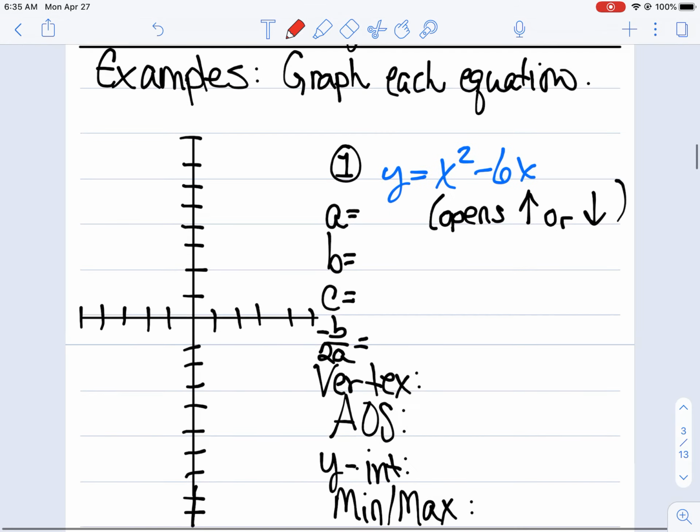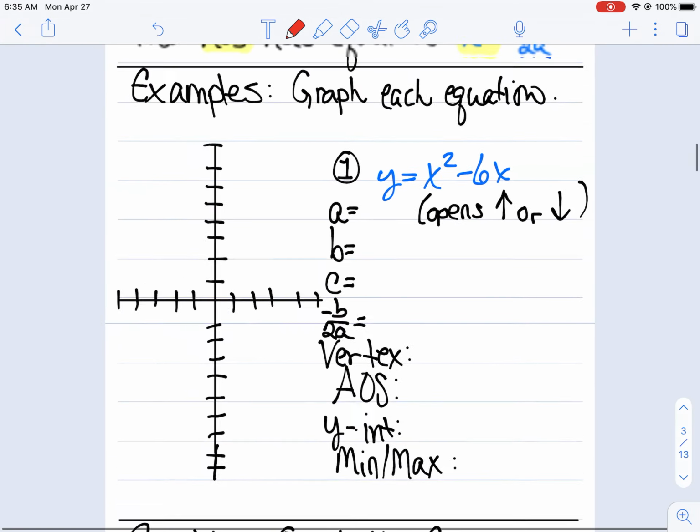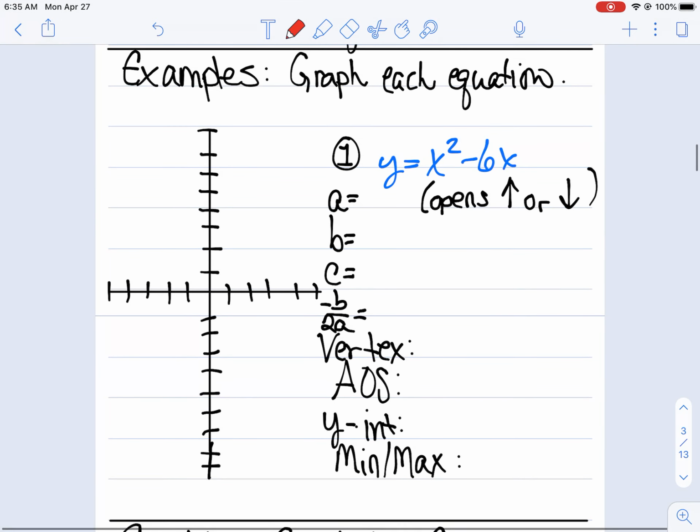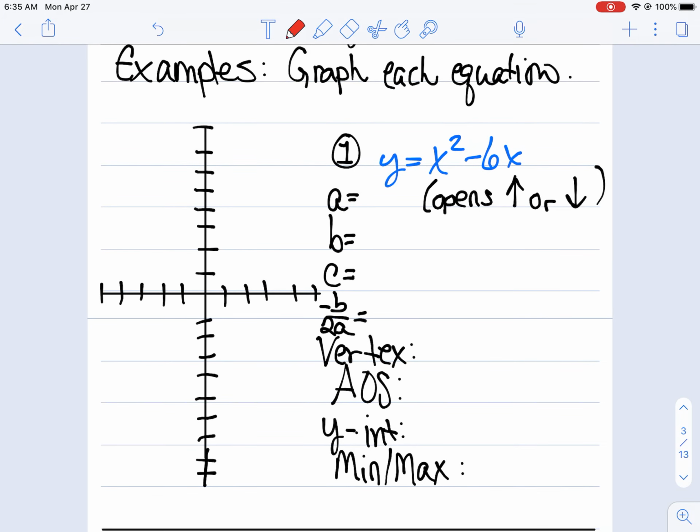minus 6x. I'm going to zoom out just for a little bit here, because I want you to see this whole list of information right here, okay? Right there. I call this a list of stuff, okay? It looks like it's pretty overwhelming. It's not. It's just a way for us to organize our information before we start graphing so that I can get everything I need to get from my graph, okay?